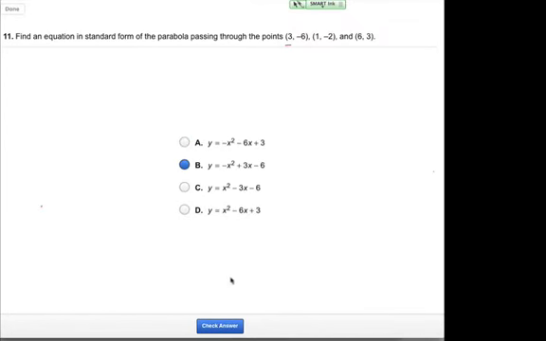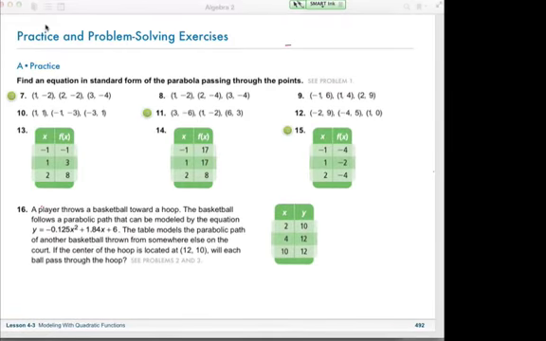It's not A. It's not B. It's not C. It's D. Now that you've done a couple of those, 15 is the same. It's just written in a different format. If you look at 15, it's written in a table where we have the x's and y's here. So for example, this is the point -1, -4, of course.